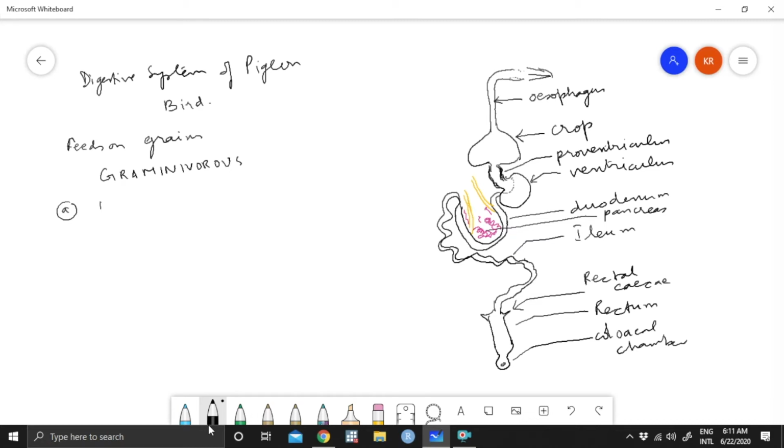So let's start with mouth. So in pigeon there are two jaws, upper jaw and lower jaw, but there are no teeth. But it has a beak. Naturally there is no grinding or crushing of that. It is just helping it to gather the food.